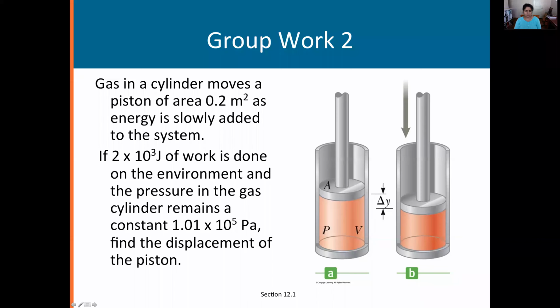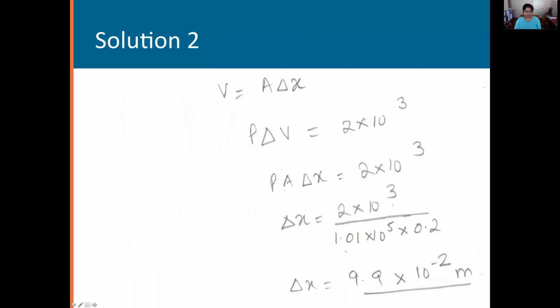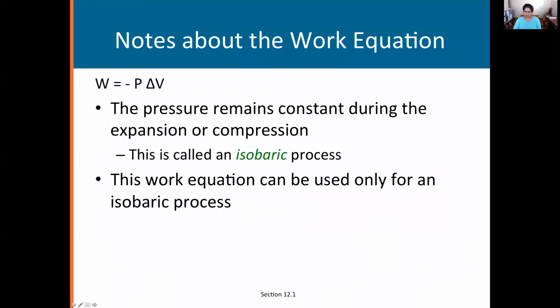Yeah? So you're going to do work equals P delta V, and you're going to solve for the displacement delta X by changing delta V to area times delta X, which we did before. And then it's just a question of putting in the numbers, manipulating to solve for delta X, and you should get exactly what I got.